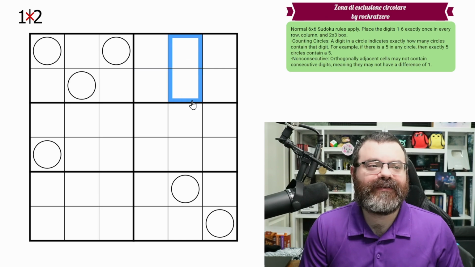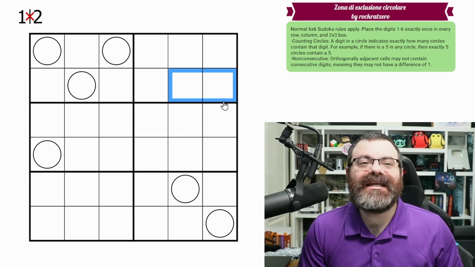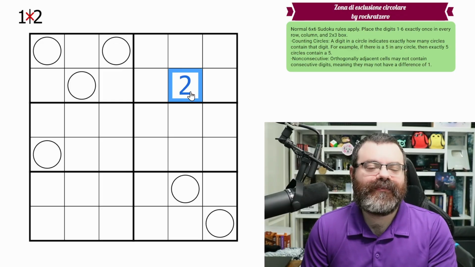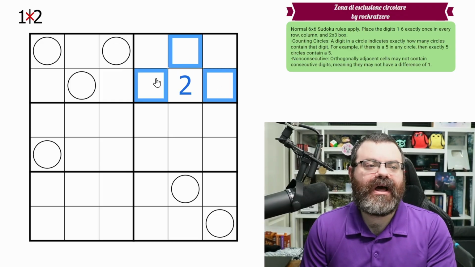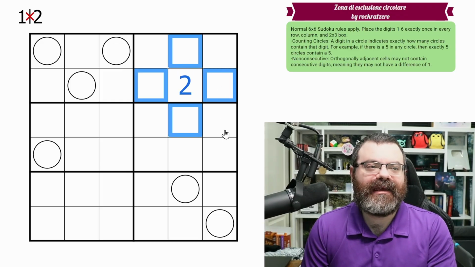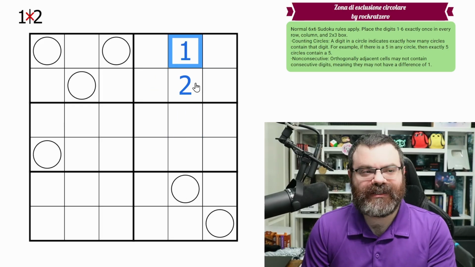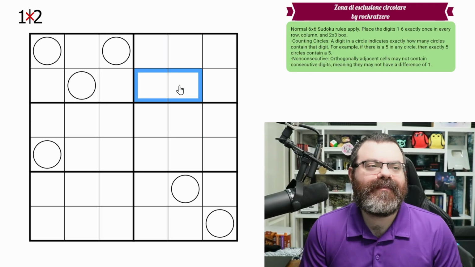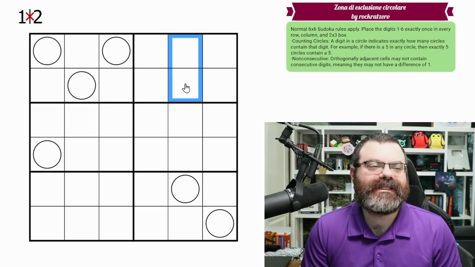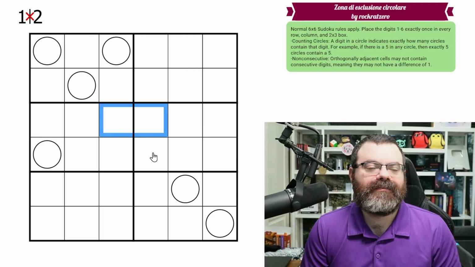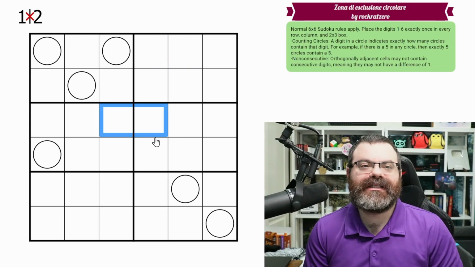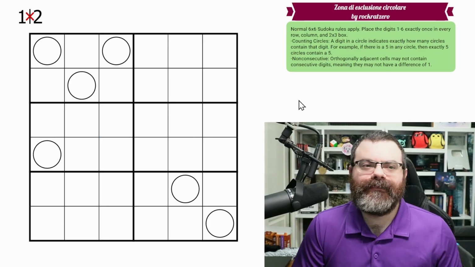We also have non-consecutive. So every pair of adjacent cells, vertically, horizontally, as long as they're orthogonal, may not be consecutive. So if this was a 2, then that excludes 1 and 3 from all of these cells. They cannot be 1 or 3. This would not be allowed. This would not be allowed. So just any pair of cells that share an edge may not be consecutive. It's disallowed.